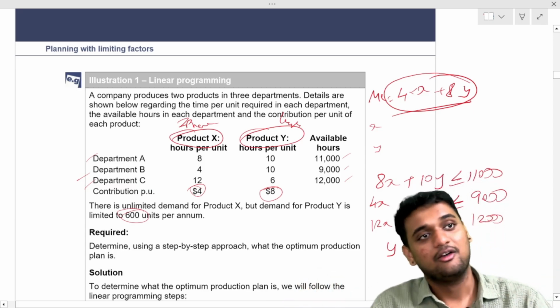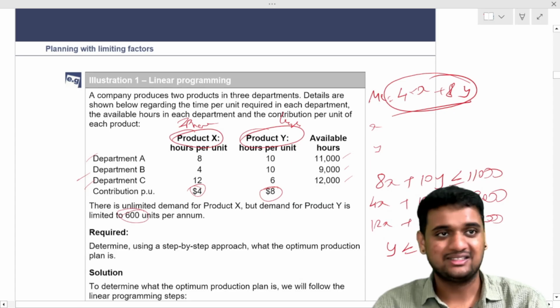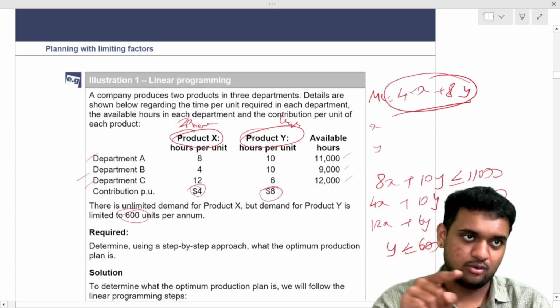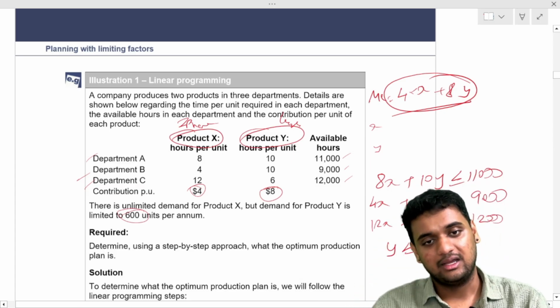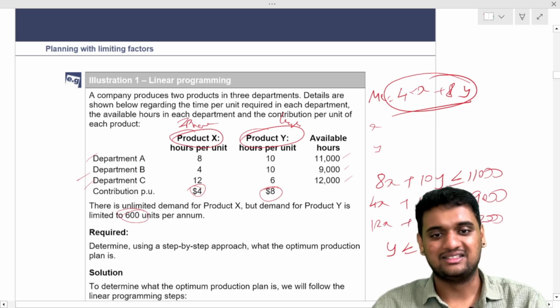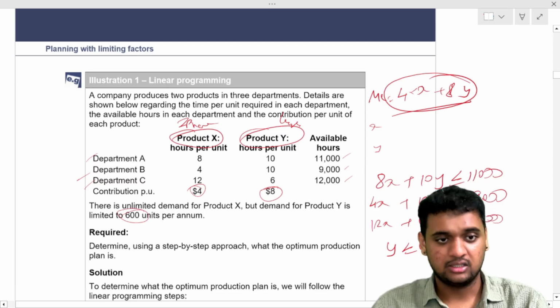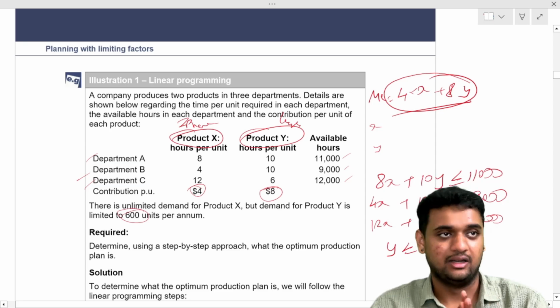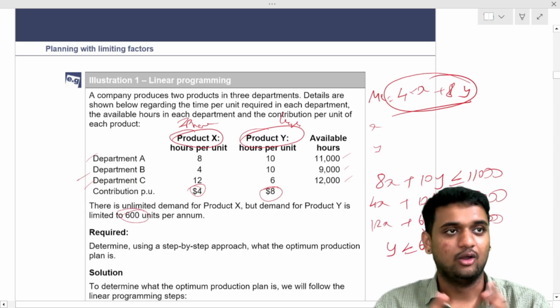Understood? 4 equations. First, what is the maximum contribution equation? Look at the question and tell. Maximum contribution is equal to 4 into X plus 8 into Y. What are the limiting factor equations? 8X plus 10Y is less than or equal to 11,000 hours. Second, 4X plus 10Y should be less than or equal to 9,000 hours. X plus 6Y should be less than or equal to 12,000 hours. Y should be less than or equal to 600 units. 4 equations we got. Now what do we do, sir?